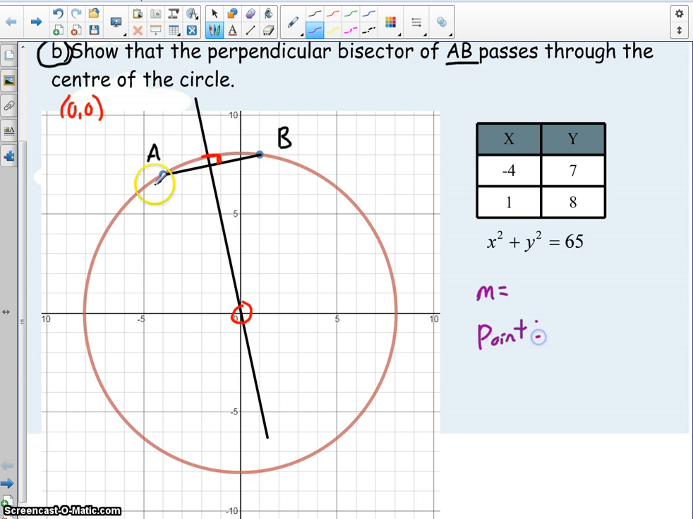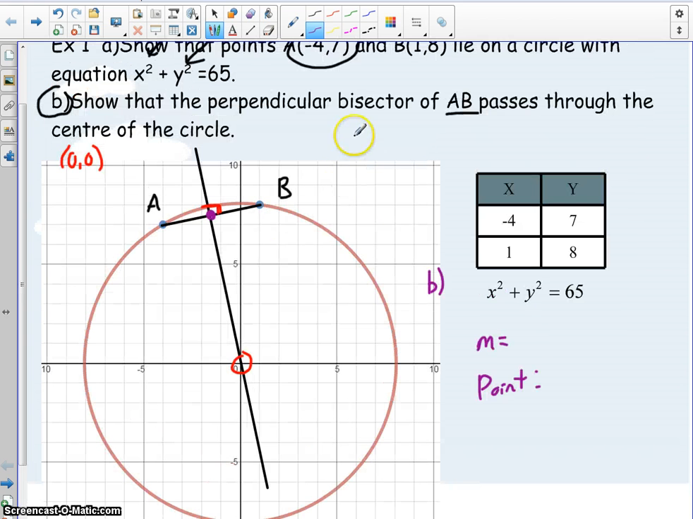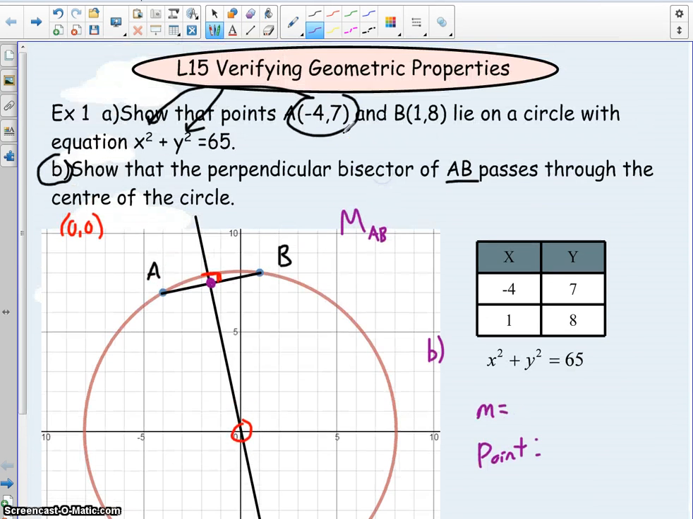Now, the point we can use to find the right bisector here, the only point we know it's going to pass through, is the midpoint of AB. So I'm going to calculate that up here. My midpoint of AB is going to be halfway between the x and y values for A and B. So negative 4 plus 1 is negative 3, divided by 2 is negative 3 over 2. And for y, 7 plus 8 is 15, divided by 2 is 15 over 2. So that's a point that I know is on my right bisector. That's going to be this point right here.